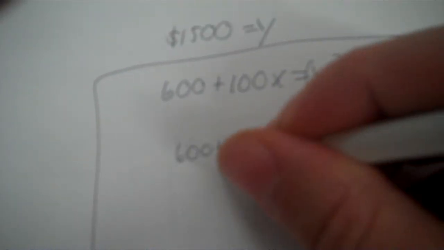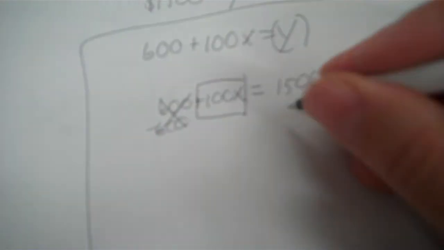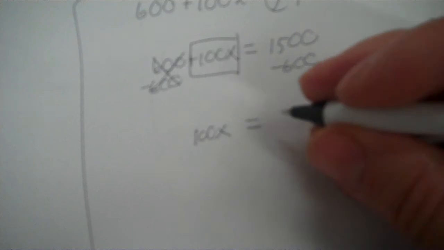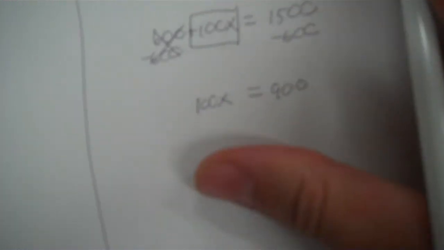I will be boxing that up, taking the $600 away. 100x equals 1,500 minus 600, which is 900. I divide by 100, and x equals 9.